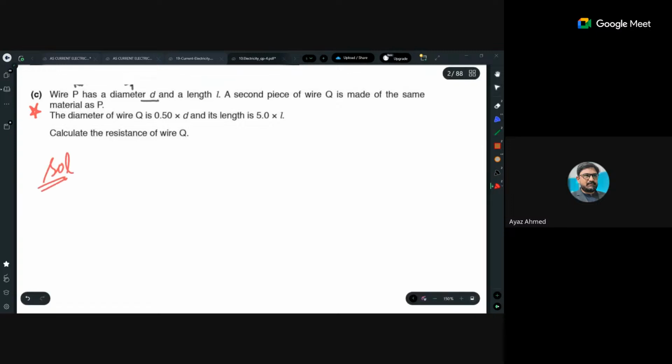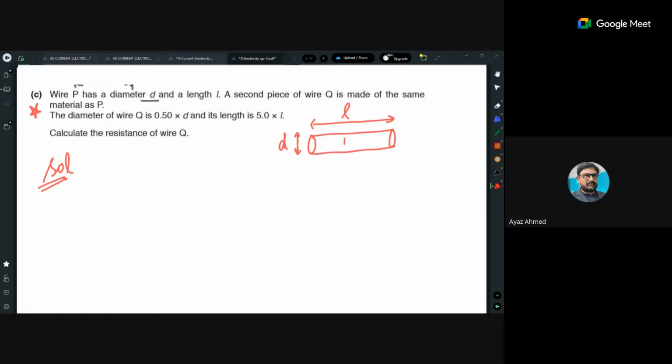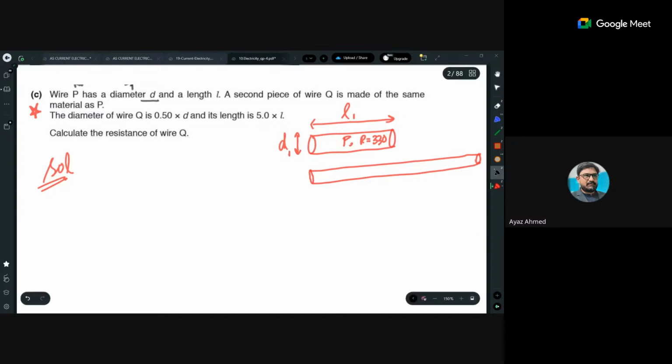The solution of that: we have a wire P. This wire, its diameter is D and its length is L. This is your wire P, and its resistance, you have calculated, is 330 ohm. Is this all clear? Yes. Okay. There is another wire whose diameter is half of that and length is 5 times. I could not draw 5 times the length, but I will show you that it is 5 times longer. So this is the diameter of wire 1, this is the length of wire 1. So I will just write that the diameter of wire 2 is how much?